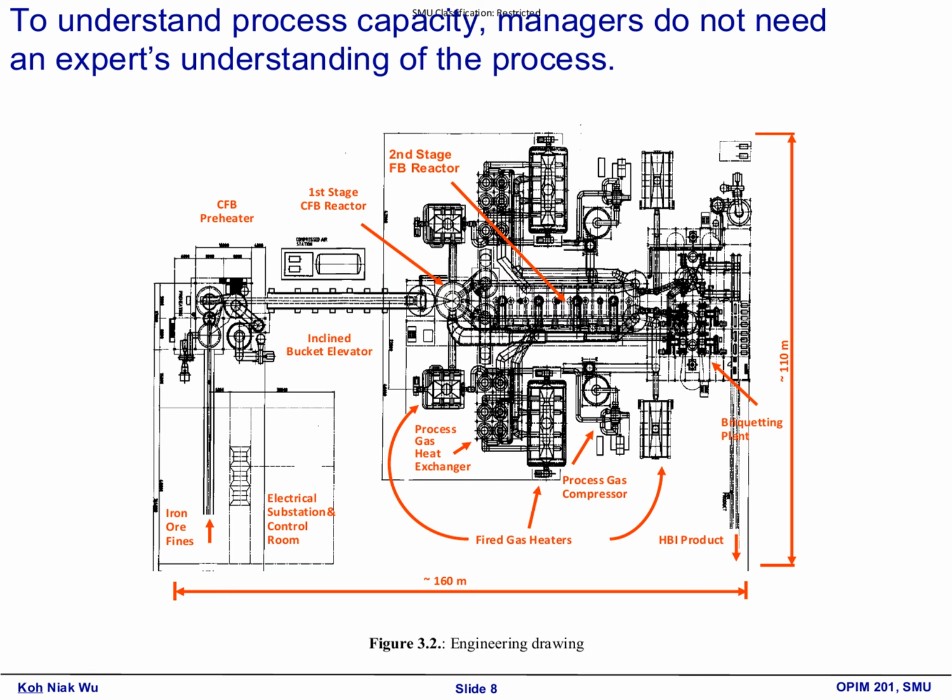Visual aids, such as diagrams, can significantly enhance this understanding. For instance, a well-structured diagram can simplify complex processes by highlighting key components and their interrelationships. This visual representation allows managers to grasp how different parts of the process work together, making it easier to identify critical areas that impact capacity, such as reactors, heat exchangers and compressors. In essence, while technical knowledge can be beneficial, a solid grasp of process capacity is accessible to managers.